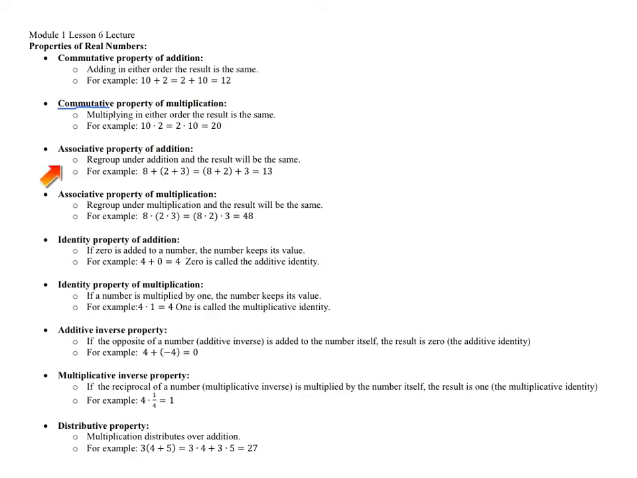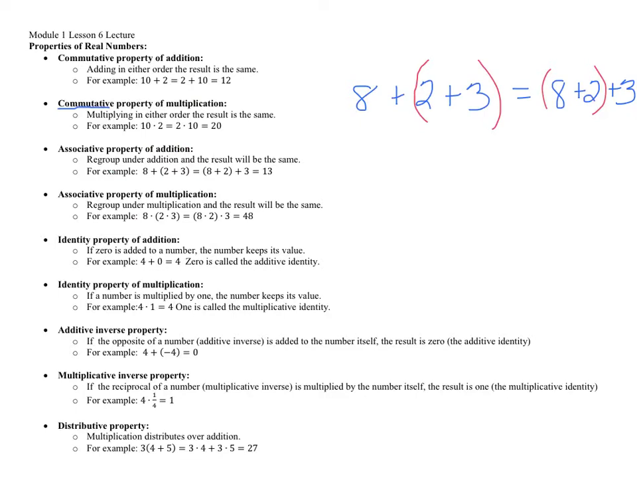Next, we have the associative property of addition and the associative property of multiplication. These two properties tell us that we're allowed to regroup addition or regroup multiplication and get the same answer either way. So for example, for addition, if I have 8 plus 2 plus 3, I can group this as 8 plus the quantity 2 plus 3, or alternatively, I could group that 8 plus 2 first, and then do the 3 at the end.